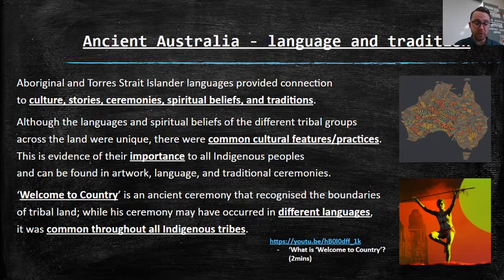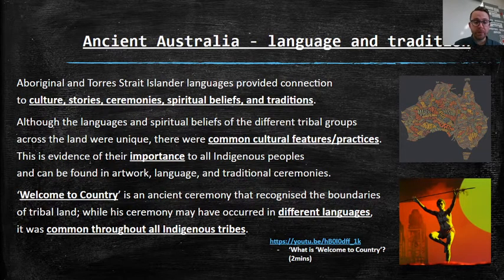So if I was a historian or an archaeologist, and I'm finding all these different types of language, if I'm finding all these different types of artwork from across the different tribes, but I find one ceremony or one piece of art that is common to all of them, you know immediately, oh, that's super important, because although they disagreed about this, everyone knew that this was really important.